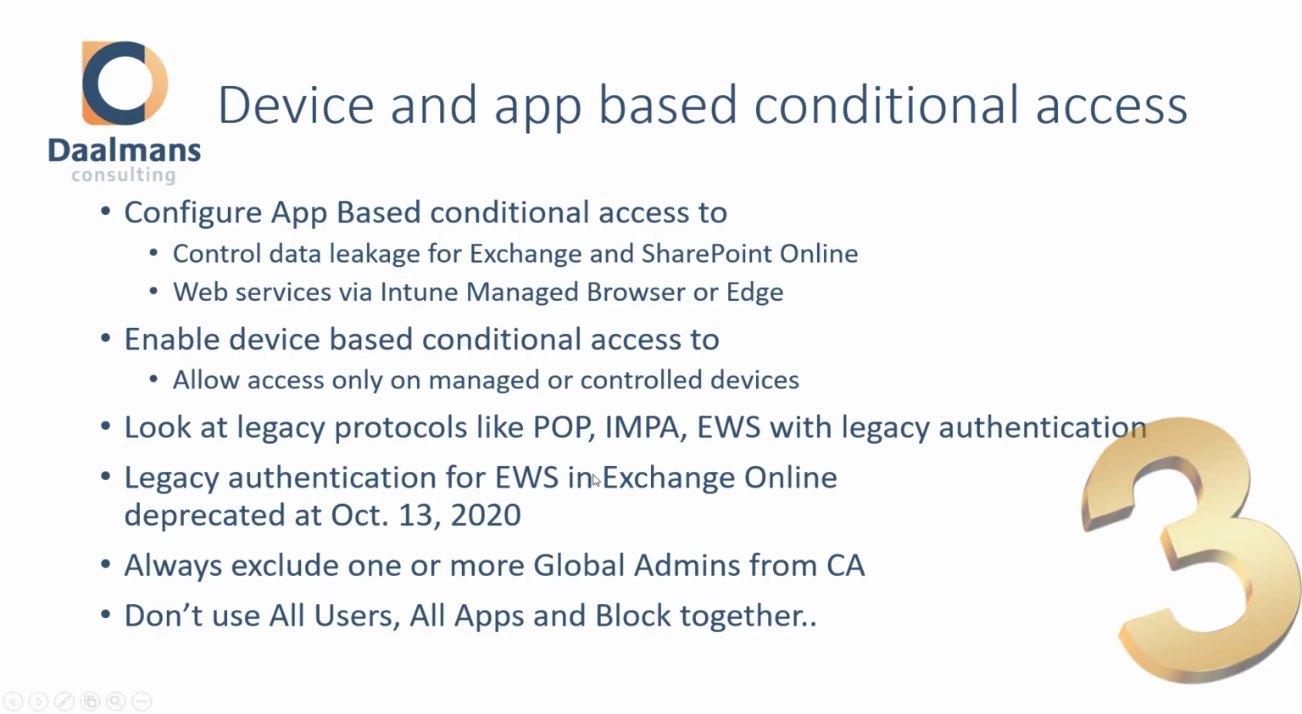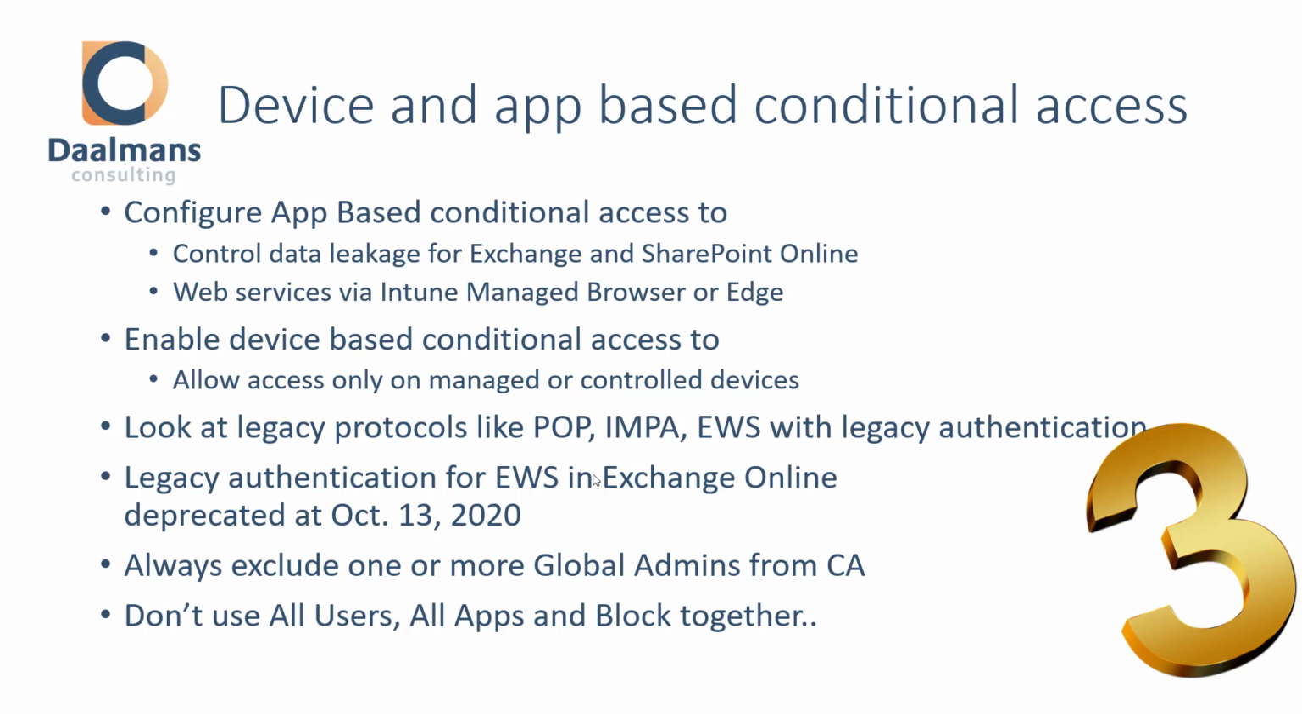So, a couple of conditional access tips. Use app-based conditional access if you want to control data leakage to either Exchange or SharePoint Online. You can enforce access to Exchange Online, for instance, so that the Outlook app is being used, or the Edge browser, or the SharePoint app, etc. Enable device-based conditional access, so you can manage what kind of devices are being used to get access. For instance, only managed devices.